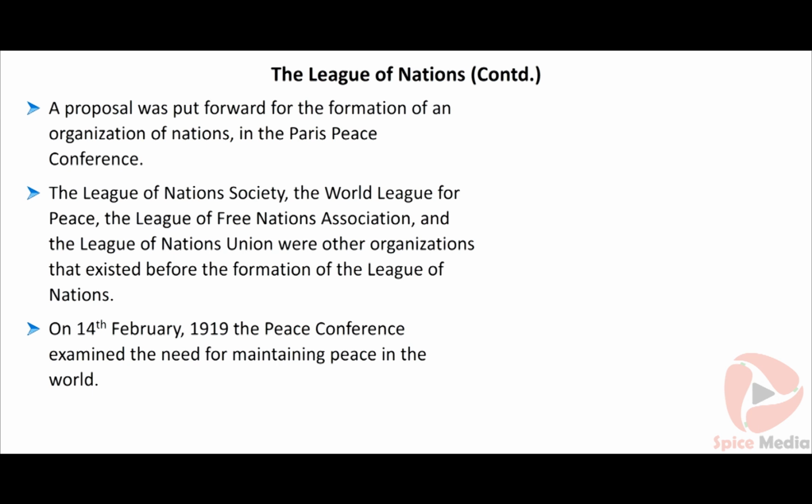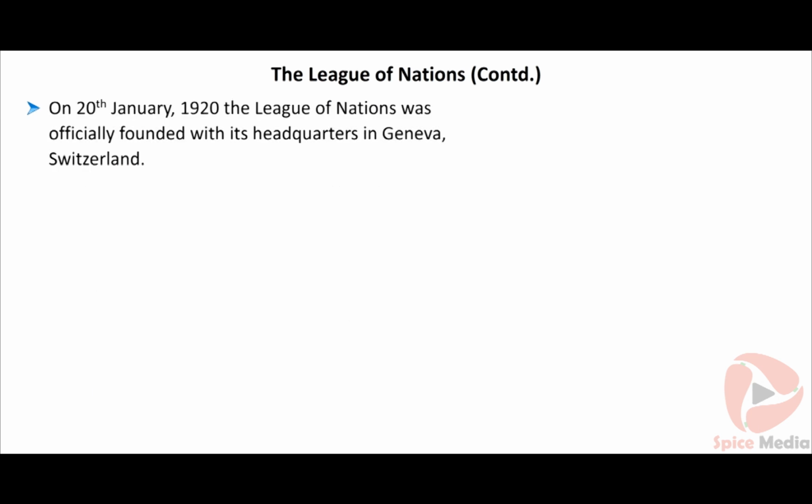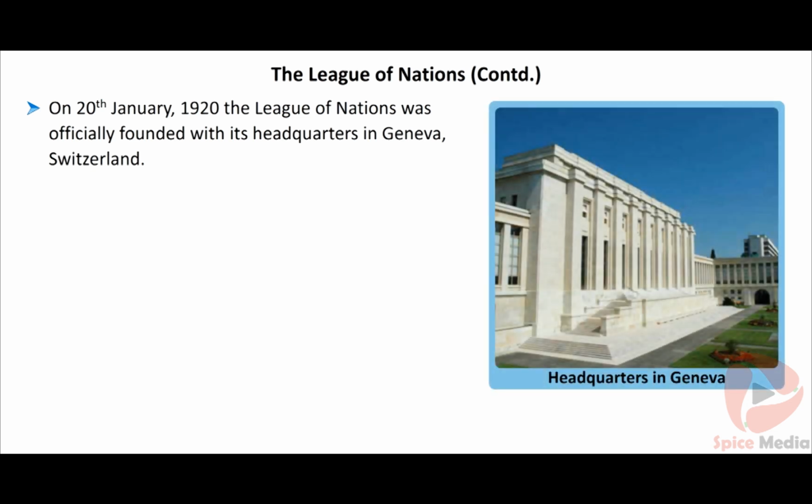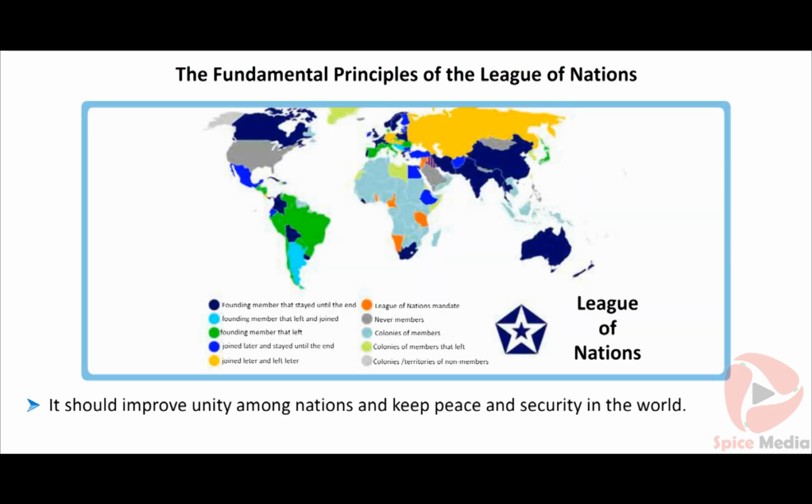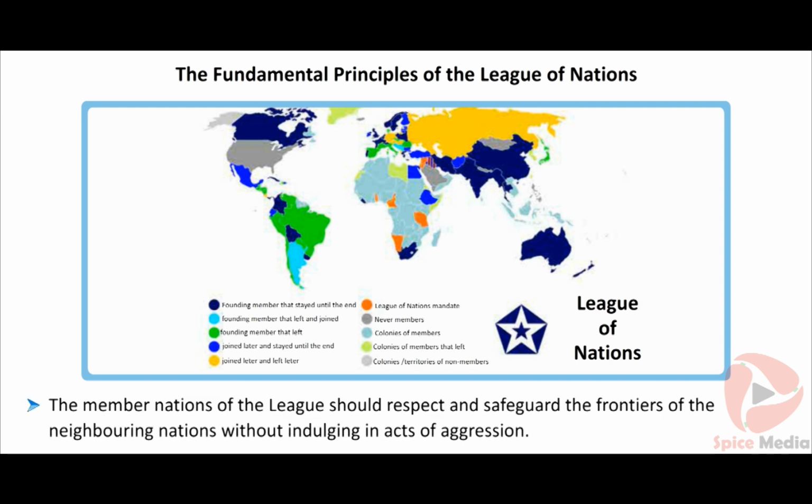The League of Nations. A proposal was put forward for the formation of an organization of nations in the Paris Peace Conference. The League of Nations Society founded in 1915, the World League for Peace founded in 1917, the League of Free Nations Association founded in 1918, and the League of Nations Union were other organizations that existed before the formation of the League of Nations.